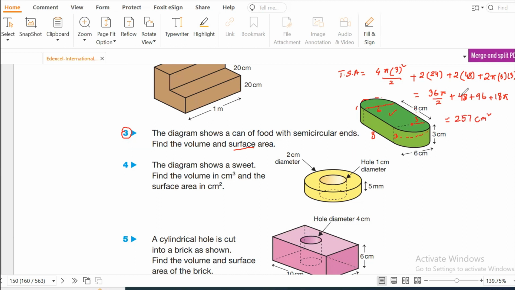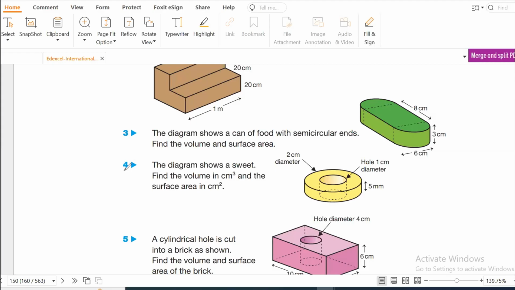I hope it is clear. Question number 4: the diagram shows a sweet. Find the volume in centimeter cubed and the surface area as well.